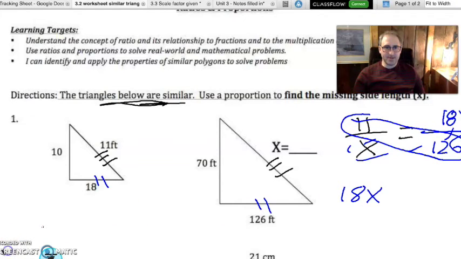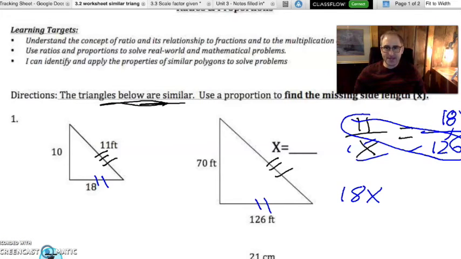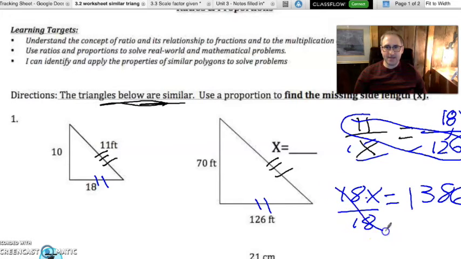Again, I need to use my calculator. Big number, 1,386. Then I need to do the opposite. Remember, we're always typing in the first number, the top number, into our calculator, divided by the bottom number, x equals. I don't want to give away the answer, but that's how we do these.